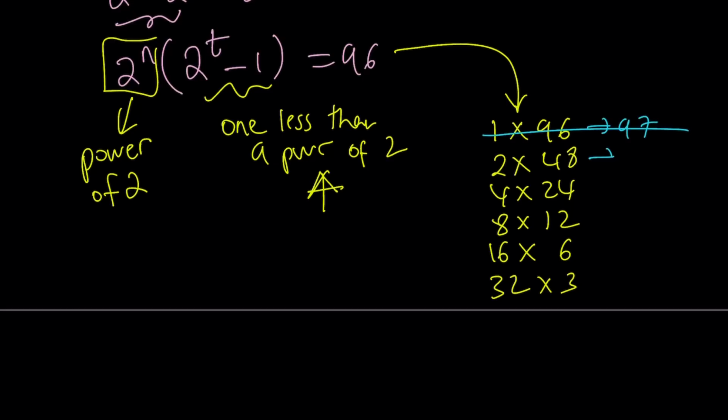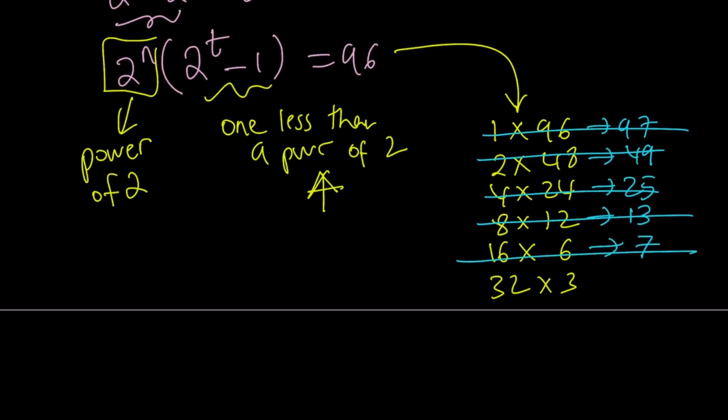What about 48 plus 1? 49. Is 49 a power of 2? Uh-oh, no way. How about 24 plus 1, which is 25? Is 25 a power of 2? Nope, I don't think so. How about 12? Let's go ahead and add 1. 13. Nope, that's not the case. If you add 1 to this, 6 plus 1 is 7. Nope, that's not it. Wow, we saved it for the last.